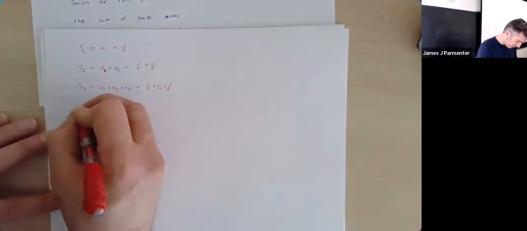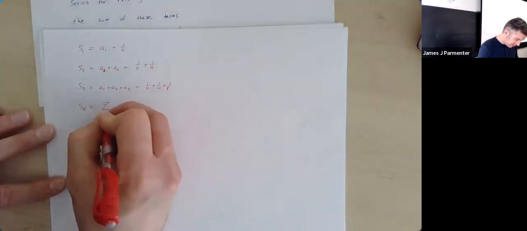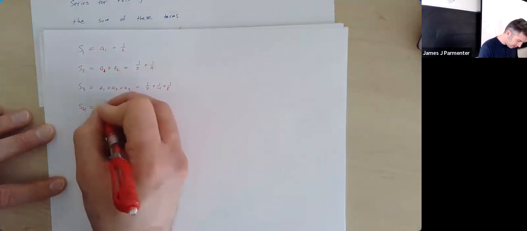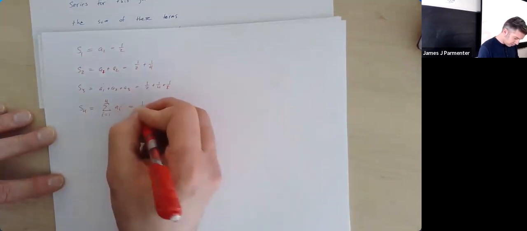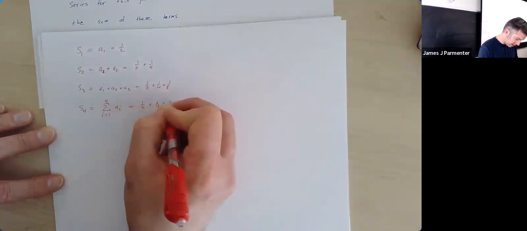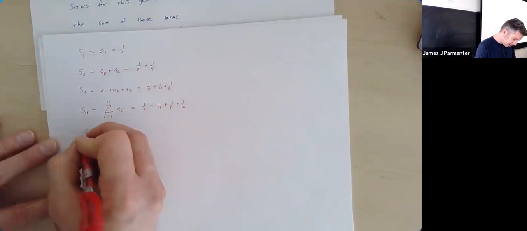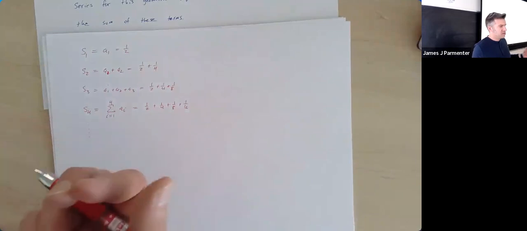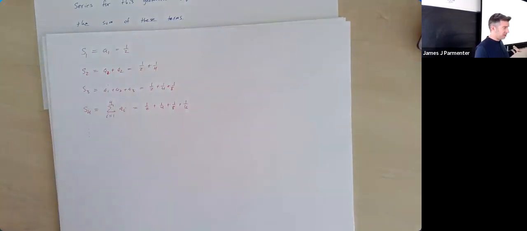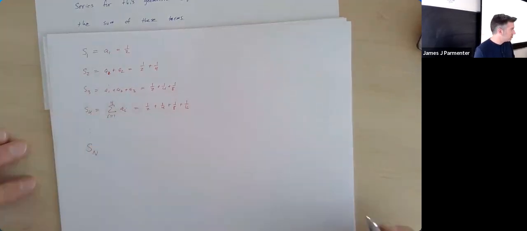So I'm going to write my fourth partial sum, instead of as a1 plus a2 plus a3 plus a4, as the sum from i equals 1 to 4 of a sub i, which is going to be 1/2 plus 1/4 plus 1/8 plus 1/16. And it goes on, and typically what we do is we then write the nth partial sum. Most people use a capital N, and I'm going to write it as S sub N, which is fairly standard.